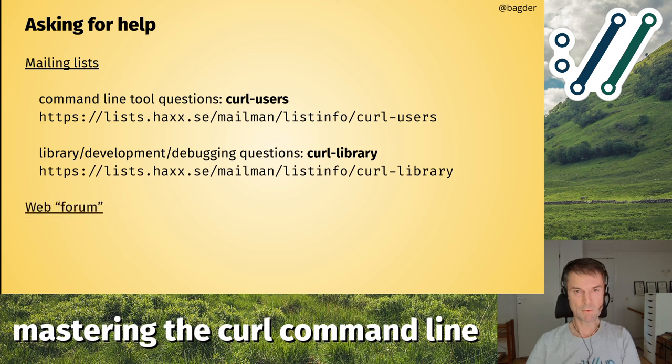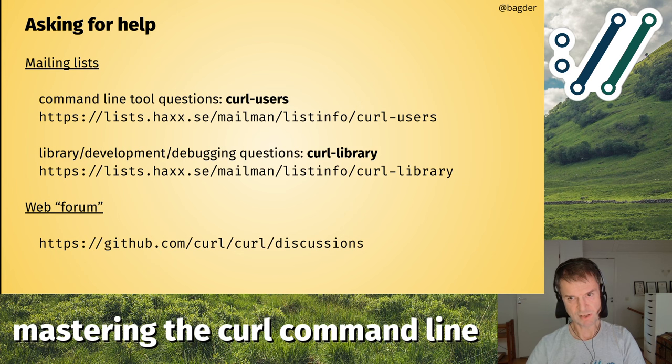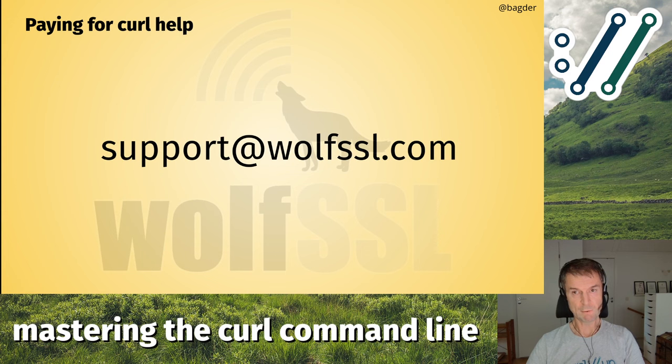And of course, if you would rather discuss things that aren't really bugs, but you don't want to go to the mailing lists, you can use the discussion feature on the GitHub project, on the GitHub repository, curl/curl. And if you want to pay for help because you do this as a part of a business, we're here to help you as well. So just get in contact with wolfSSL and we will help you immediately.